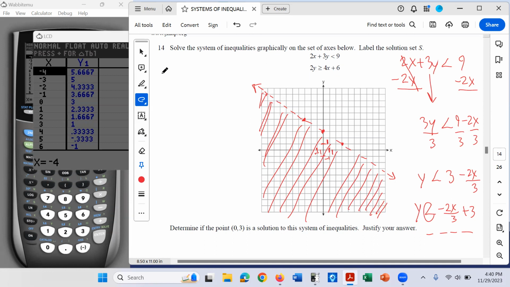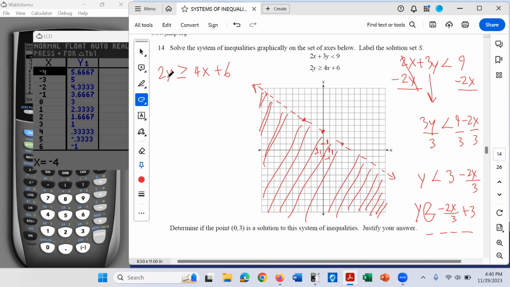Next line. So I'm going to go 2y is greater than or equal to 4x plus 6. This one is interesting. A lot of people will look at this and get tempted. They'll be thinking, oh, okay, let me just subtract 4x on both sides. But that is not the way to proceed. You always got to ask yourself, what's keeping y from being by itself?